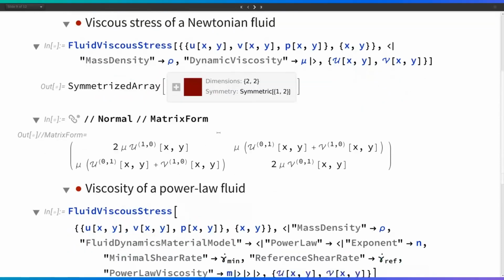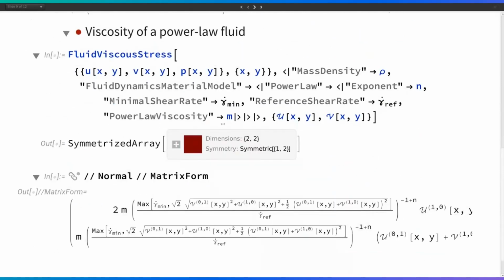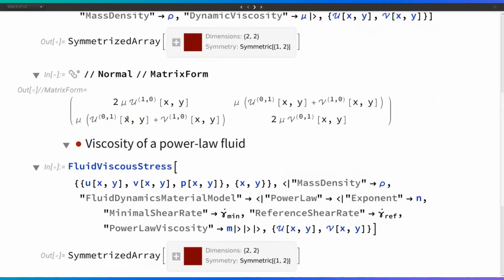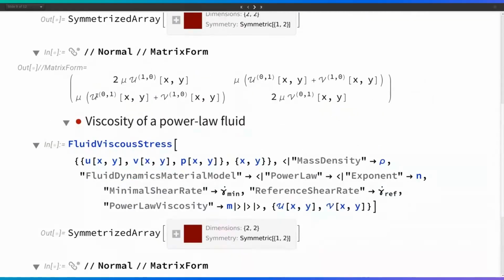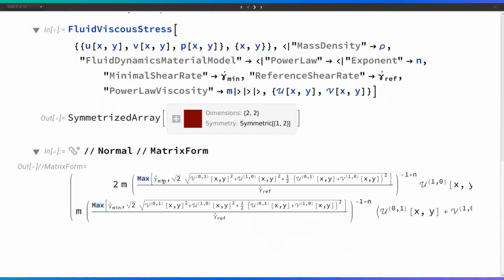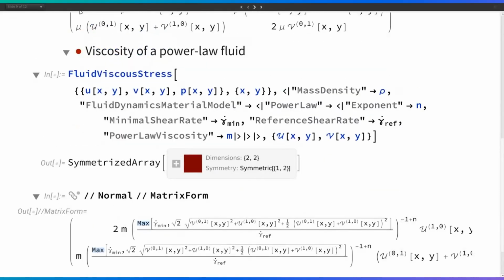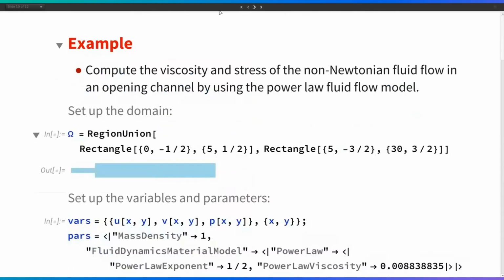For power law fluid, we obtain basically something similar. Here what you can see is basically something similar to what we had for the Newtonian fluid, that is the spatial derivatives of the velocity, but the only difference here is the viscosity. Instead of constant viscosity mu here, we have the power law viscosity here. So now let's take a look at a numerical example that uses those two functions.